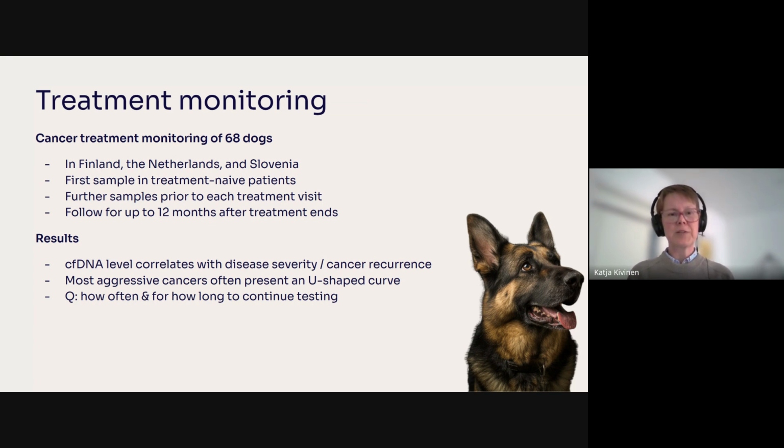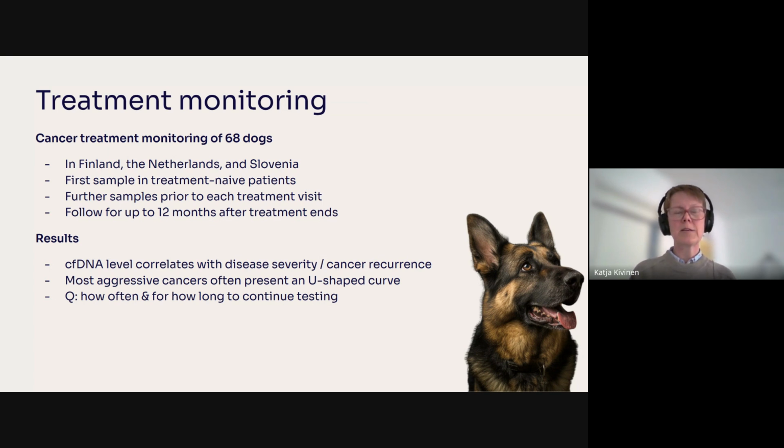So we take a sample just before each treatment to see how the dog has responded to the previous treatments. And then after the treatment regime has ended, we follow up the dogs for up to 12 months. And the results so far have been really promising. So as I said, cell-free DNA correlates really well with the extent and severity of disease.